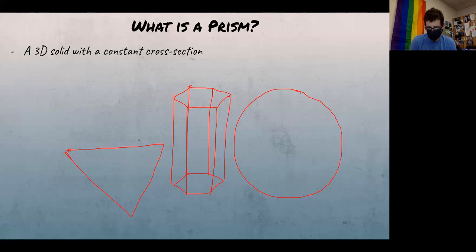So a hexagonal prism would look like that. It has a hexagon for the base. So that's how you would name it. Hexagonal prism, rectangular prism, triangular prism, you get the idea. Pentagonal prism. With a cylinder, it's a circle.